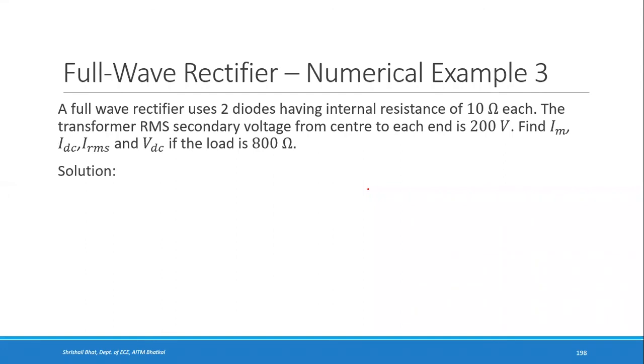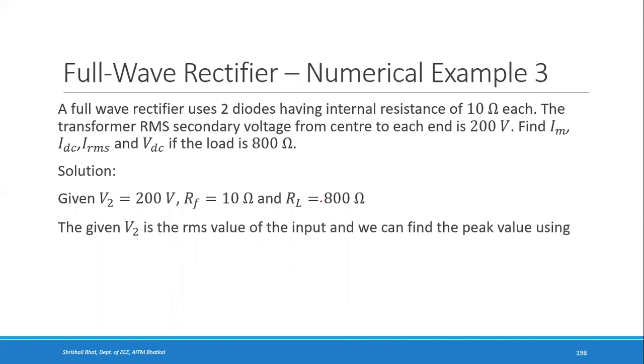It is given that the transformer RMS secondary voltage from center to each end is 200. Whatever voltage is mentioned as the RMS secondary voltage, that is the RMS value. So do not get confused if the term RMS is mentioned. That's why I have selected this particular problem. Whatever value is given, that is V2, and that is the RMS value, given as 200 volts. The internal resistance RF is 10 ohms, load resistance is 800 ohms. So the given V2 is the RMS value.